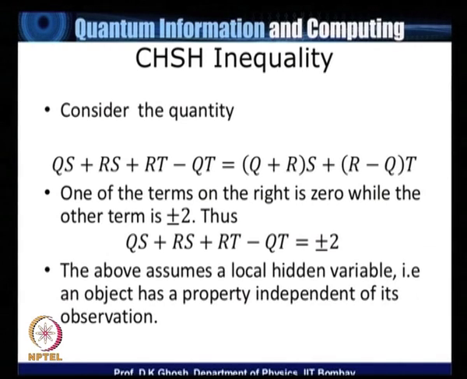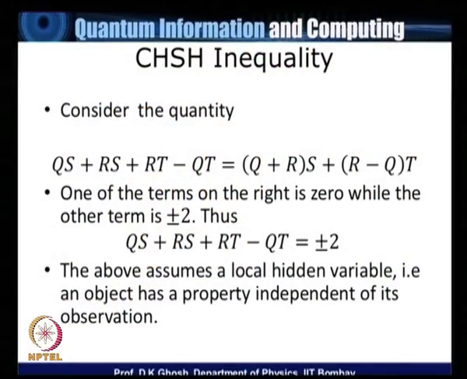And this quantity, I keep on tabulating in sets of 4. So, 4 observations will give me this. Another 4 observations out of the table will give me this again. Now, if you look at this expression, QS plus RS plus RT minus QT, I can combine them into (Q plus R) into S plus (R minus Q) into T. Now, look at the right hand side.